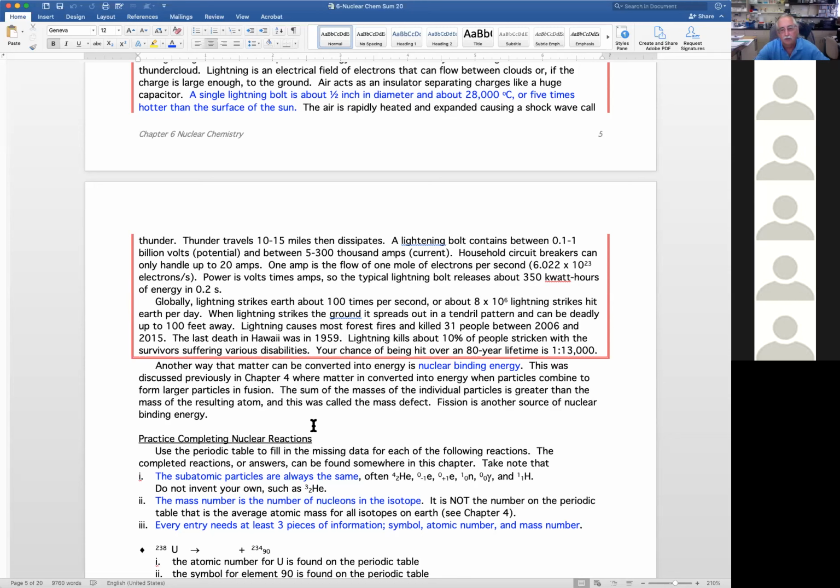So the other way that we saw about converting matter and energy is, remember, nuclear binding energy, right? The previous chapter.